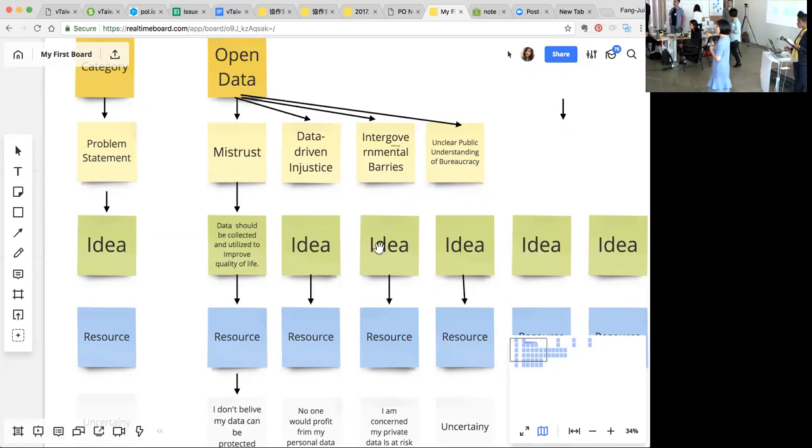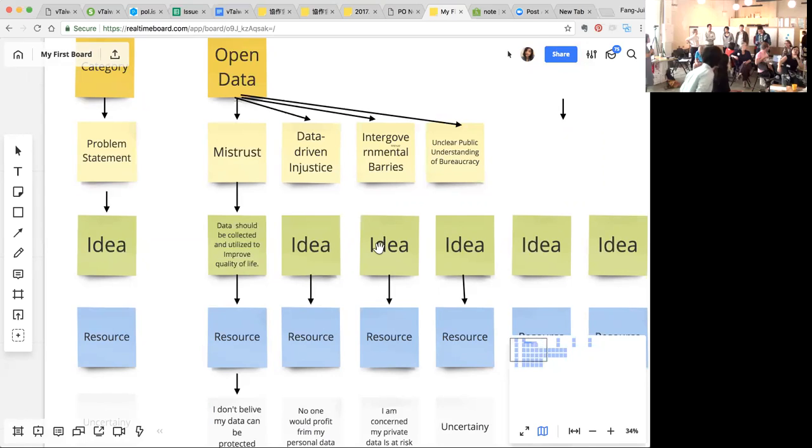Just a quick one. I had thought initially we were off track, but I'm also seeing the different ways you can do this, because our categories are closely correlated to the group's problem statements. I would have thought mistrust was a category, but it's actually the problem statement, or the problem issue. So it's just different ways of framing the challenges. Yeah. And it's really important that people get a chance to reflect on these opinions based on this structure.